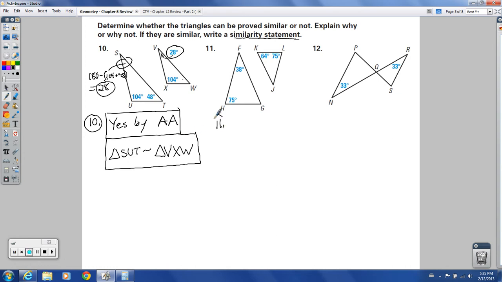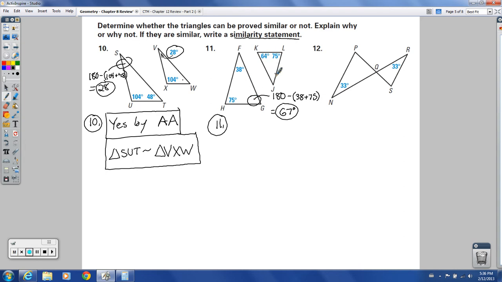For number 11, let's see what we got here. This is 75. This is 38. What's left over? If it's 64, then I've got angle. If it's not, then I don't. So we've got 180 minus 38 plus 75. That would be 38 plus 75 would be 113, and then 113 subtracted from 180 would be 67 degrees. So on this one, this is 67 degrees right here.